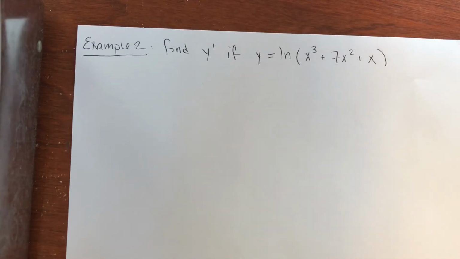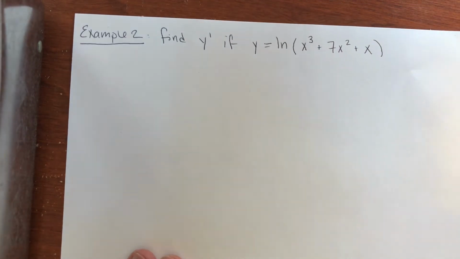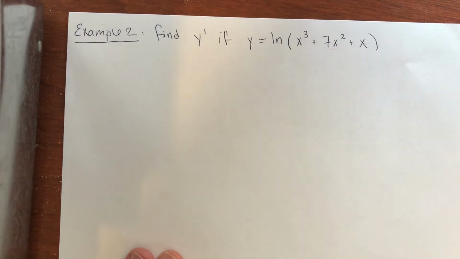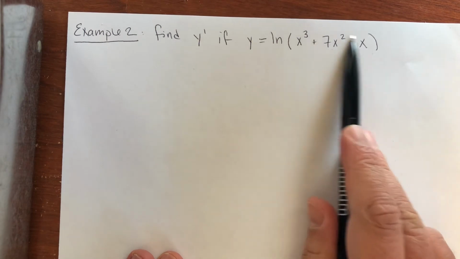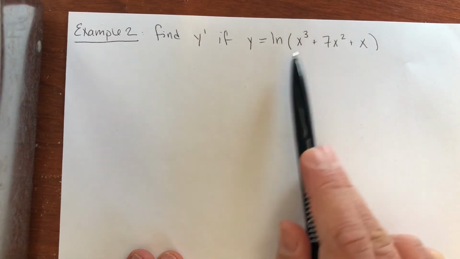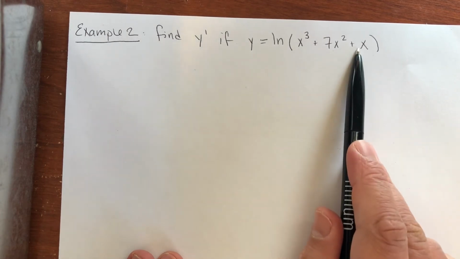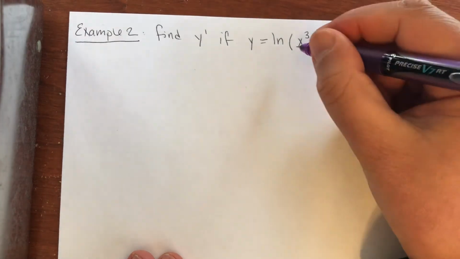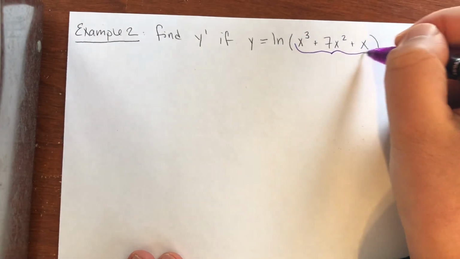Let's try to find the derivative y prime if y is equal to ln of x cubed plus 7x squared plus x. Now, if this was just a single x term on the inside, if we didn't have the rest of this nonsense here, it'd be easy enough to do. But we have a whole big polynomial that's being plugged into the ln function. So hopefully you should see this and think chain rule, right? It's ln of a whole other function.